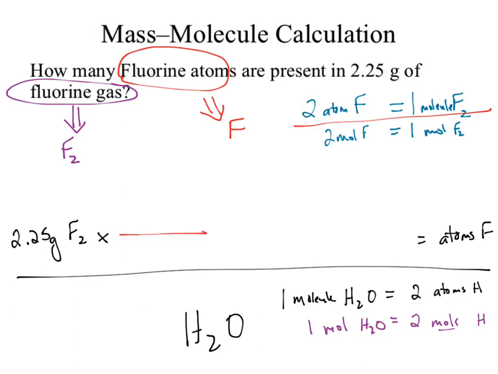Is grams of F2 what I want for an answer? No. Atoms of fluorine. So grams of F2 needs to get converted into something. What can I convert the grams of F2 into? Moles of F2. I swear I wrote a 2 there. Where do I find that conversion factor? Oh, periodic table.